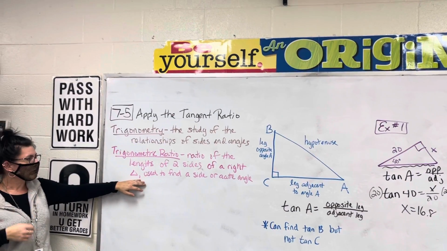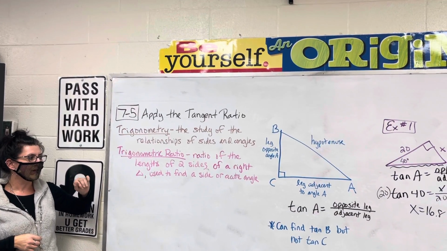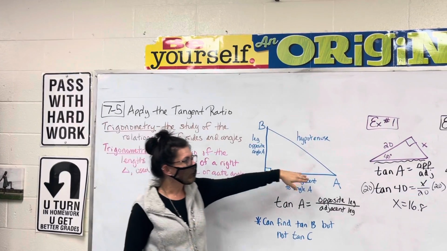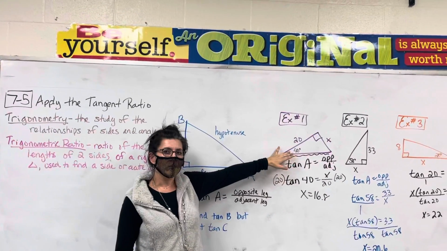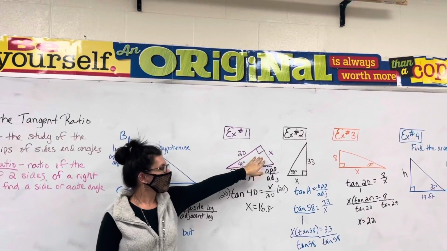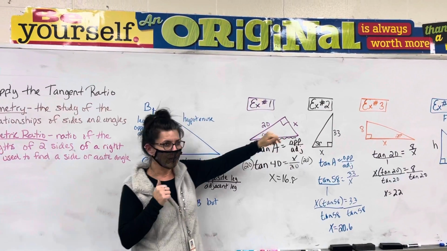Trigonometric ratios are the ratio of lengths of two sides of a right triangle, used to find a side or an acute angle. So what we're doing is putting two things together. If you look at my examples over here, you can't do these examples without trig. You're given an angle and you're given a side, and you can figure out another side using trig. That's not something you could do before you learned this today.